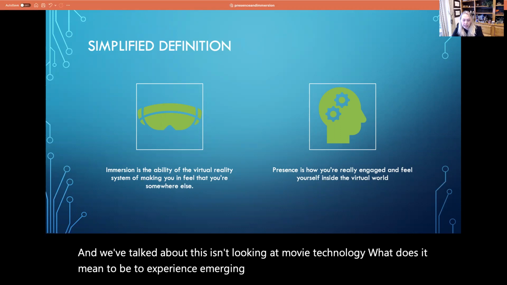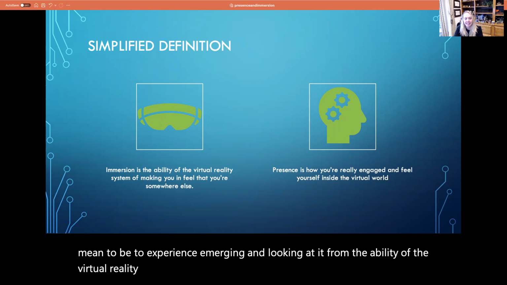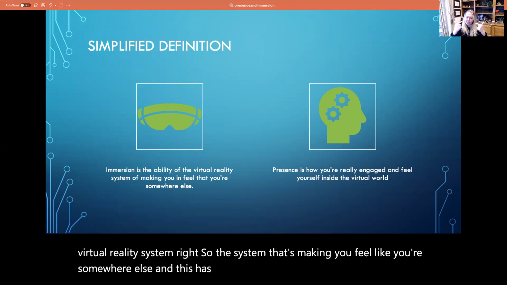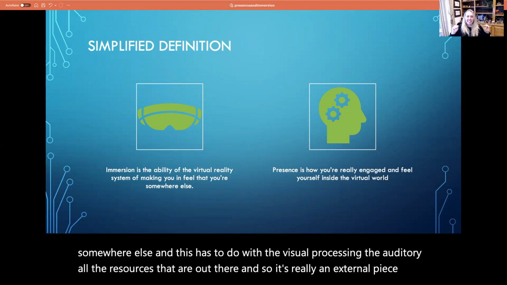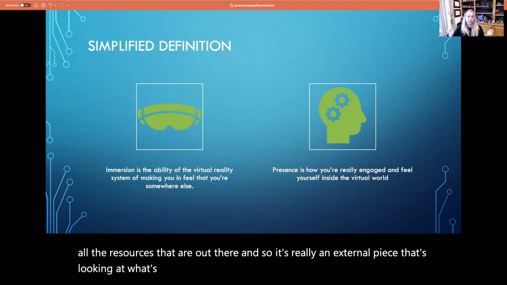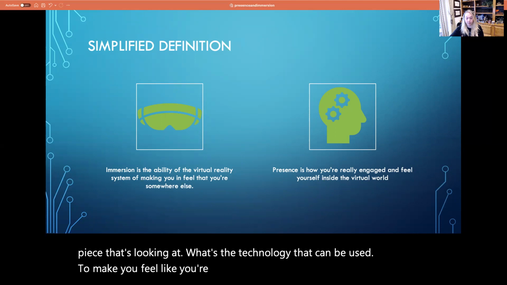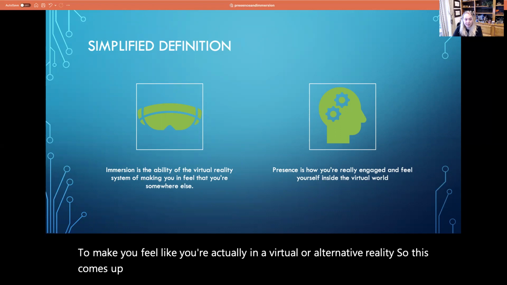And we're looking at it from the ability of the virtual reality system, right? So the system that's making you feel like you're somewhere else. And this has to do with the visual processing, the auditory processing, all the resources that are out there. So it's really an external piece that's looking at what technology can be used to make you feel like you're actually in a virtual or alternative reality.